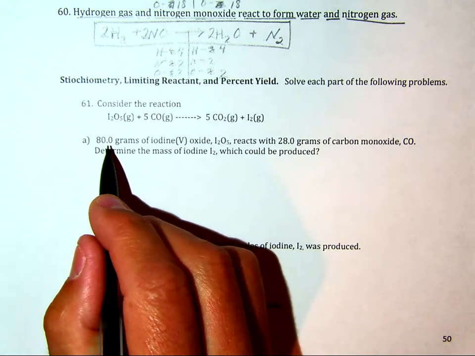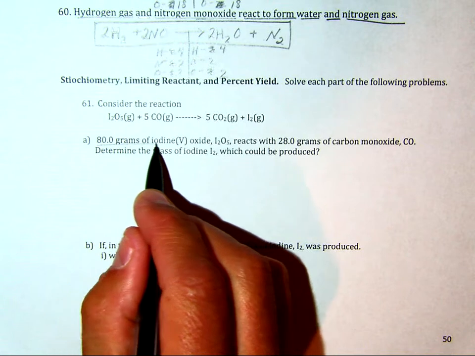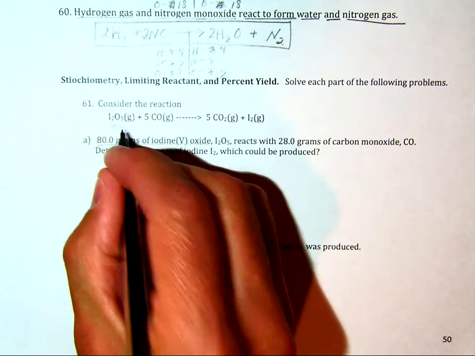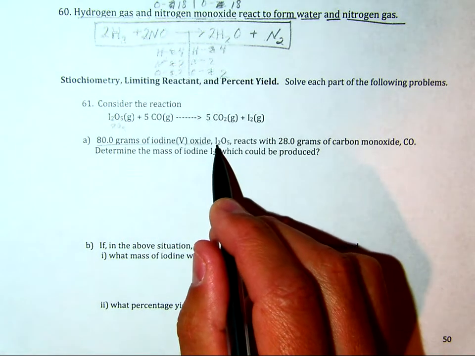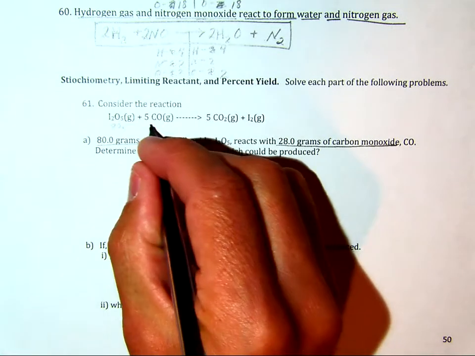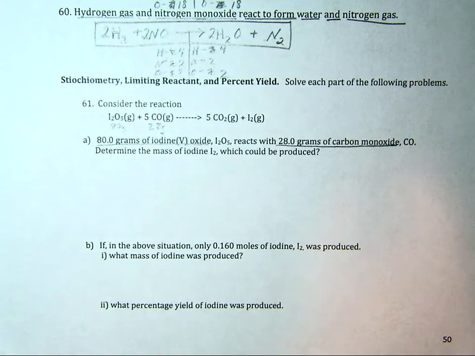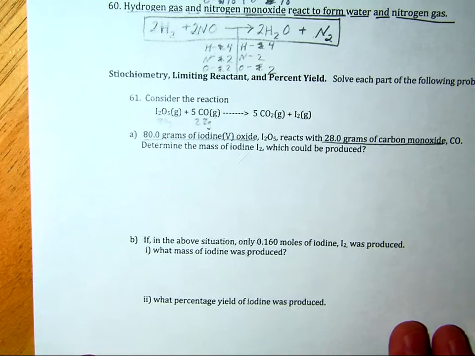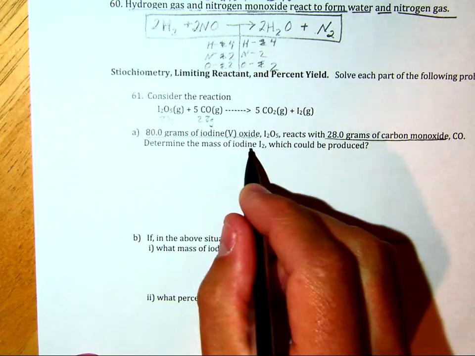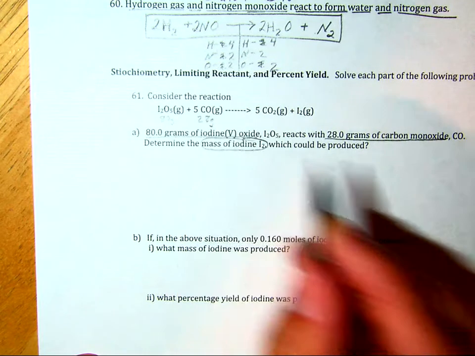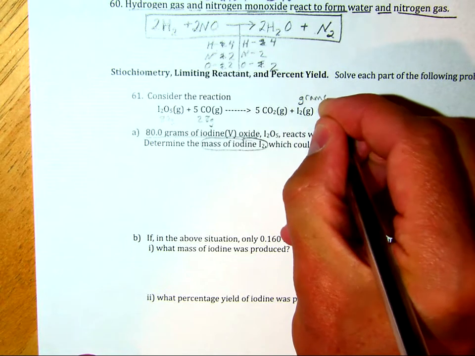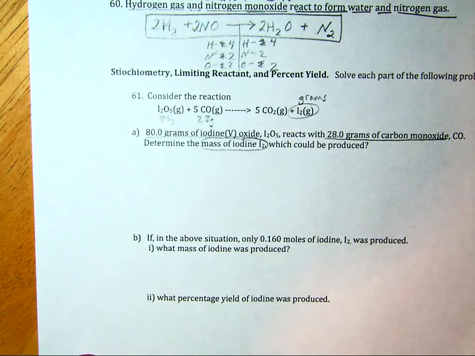61A, it says 80 grams of iodine 5 oxide. So we've got 80 grams of this guy. Reacts with 28 grams of carbon monoxide. So there's 28 grams of carbon monoxide. Determine the mass of iodine. So we need the mass of iodine, which could be produced. So we want the mass, which is grams. We want the grams of iodine.